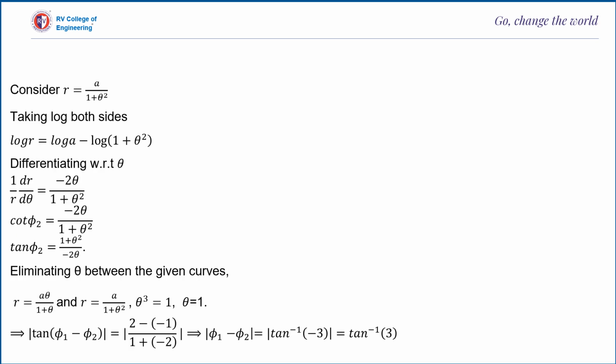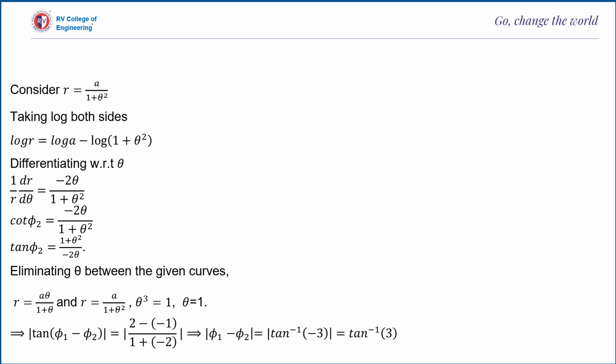Let us consider the other curve r equal to a by 1 plus theta square. Taking log both sides, log r equal to log a minus log of 1 plus theta square. We know that derivative of log a is 0, derivative of log of 1 plus theta square is 1 over 1 plus theta square. Again differentiating 1 plus theta square, it is 2 theta. And derivative of log r is 1 over r dr by d theta. So we get 1 over r dr by d theta is equal to minus 2 theta upon 1 plus theta square, which gives cot phi 2 is equal to minus 2 theta by 1 plus theta square. Taking reciprocal both sides, tan phi 2 equal to 1 plus theta square upon minus 2 theta.